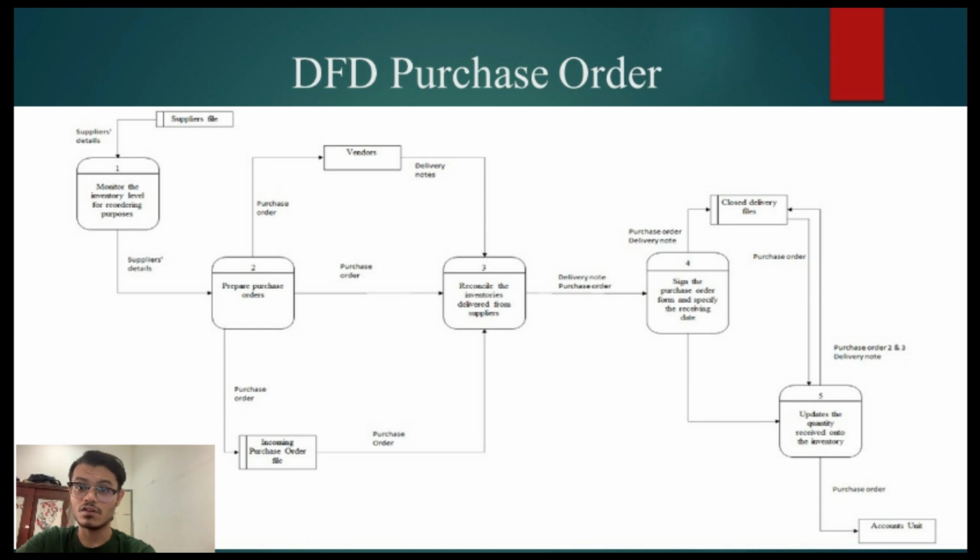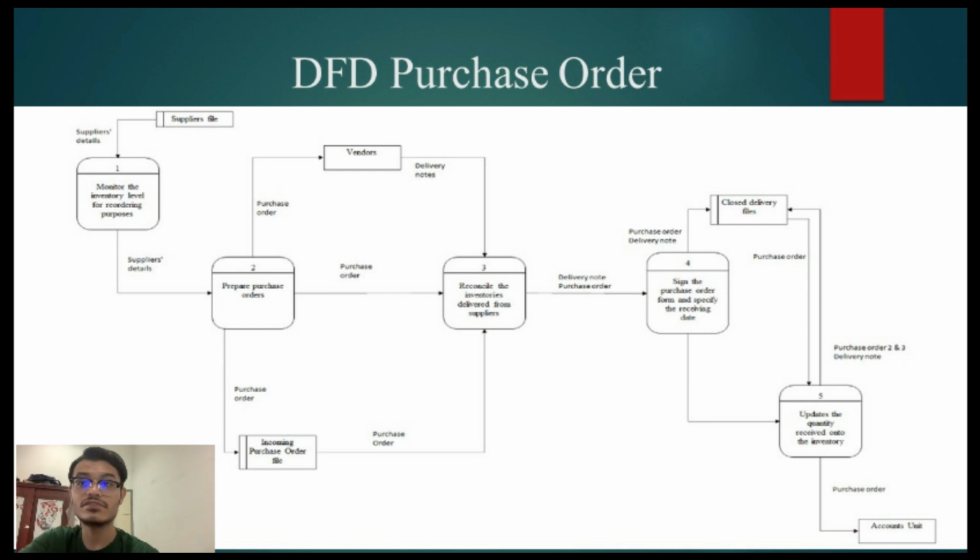First copy of purchase order is sent to vendor to notify the vendor. Second copy is filed in the incoming purchase order file while waiting for the delivery. Third copy is used to reconcile the inventories delivered from suppliers when the goods have arrived. After receiving delivery note from the vendors, Selamat will reconcile the inventories delivered from suppliers based on delivery notes and purchase order.